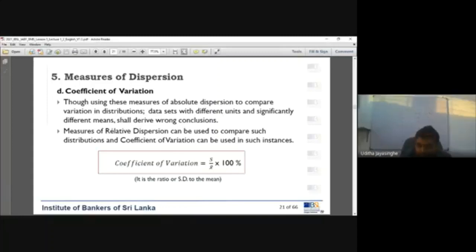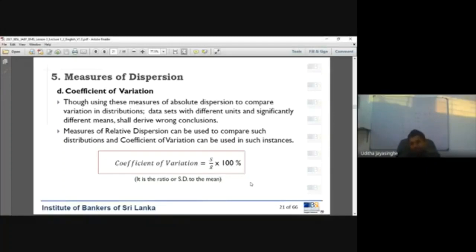So measures of relative dispersion, in percentage, can be used to compare such distributions, and the coefficient of variation can be used in such instances. So once again, if it is in a red box, it's the equation that you have to keep in mind. There are plenty of 2-mark examination questions just asking you to compute this coefficient of variation and make a decision whether you like more variation or less deviation.